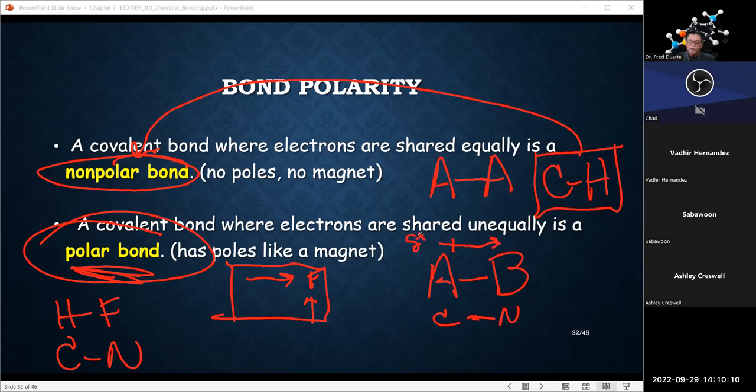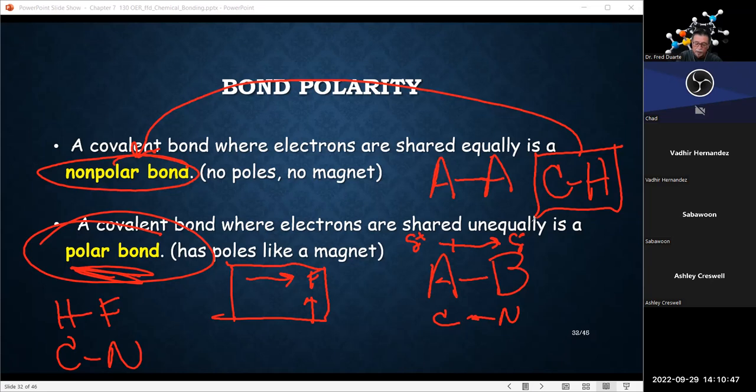We end up with a partial positive on the carbon side and a partial negative on the nitrogen side, because the nitrogen is pulling the negative electrons toward itself. So there's more electron density in that area, hence a partial negative. Not a full-fledged positive and negative like the ionic compounds, but a partial. The result is we have a polar bond. A polar bond is like the Earth, which has a North Pole and a South Pole.